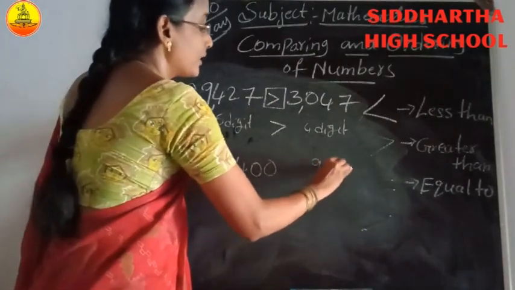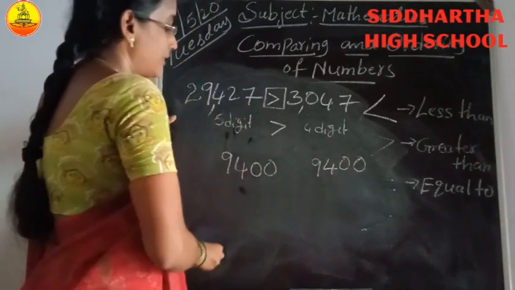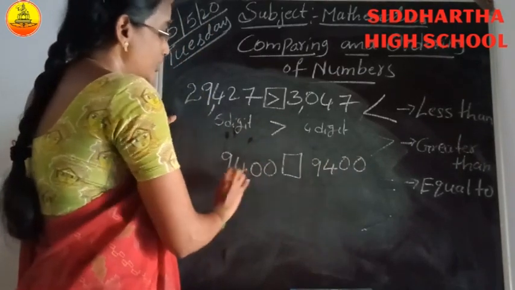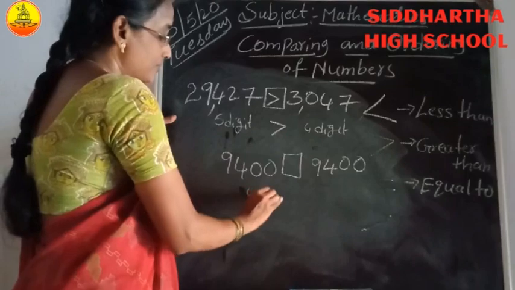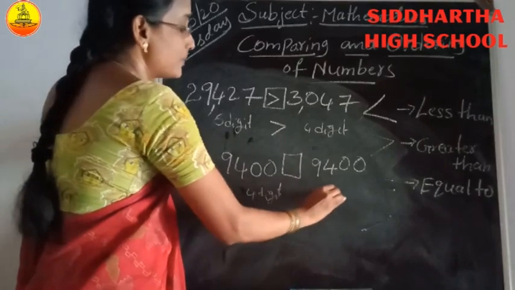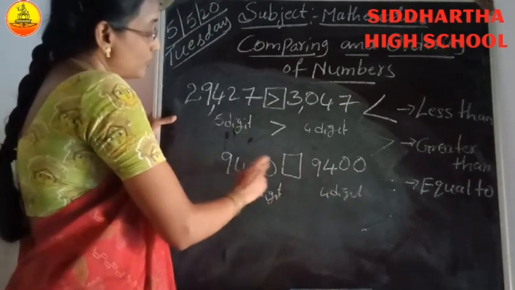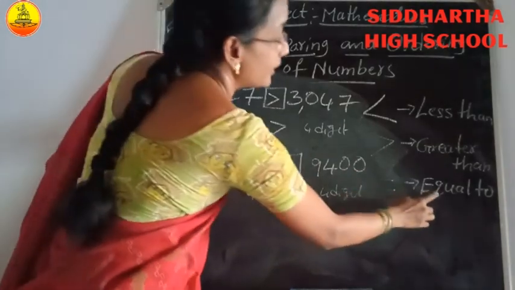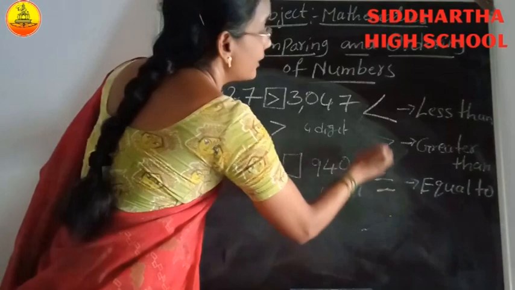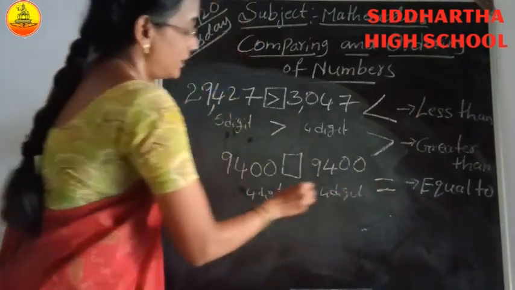9,400 and 9,400. Yes, children. These two are 4-digit numbers. This also is a 4-digit number, and the two are the same. I told you already, which symbol will be used? Equal to.